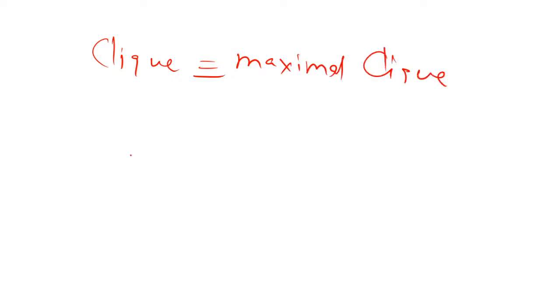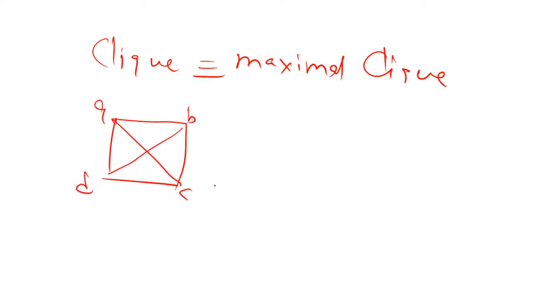Actually, okay, let's see. When we took this example, A, B, C, D, earlier I told you that this edge AB is a clique. But this edge AB is not a maximal clique.